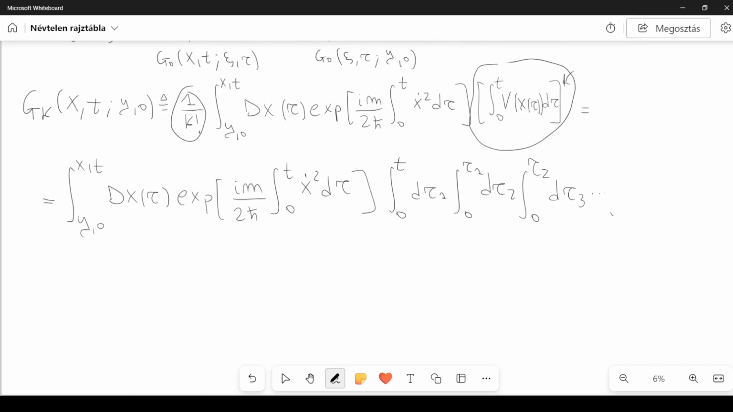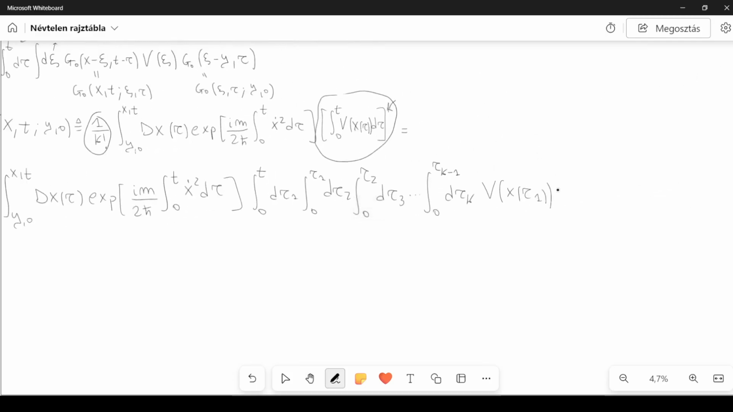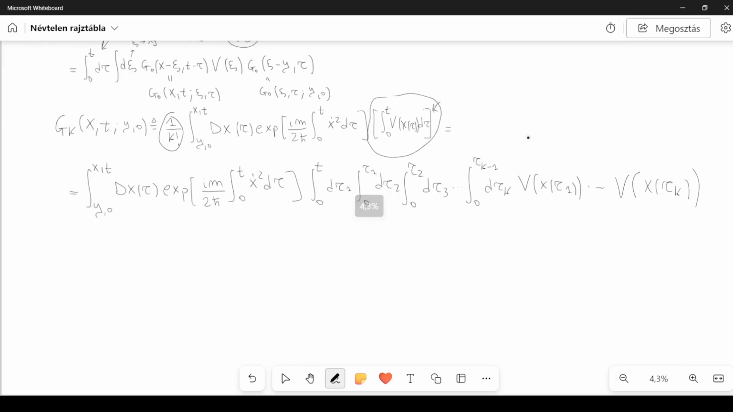We have one last integral from 0 to tau k minus 1 d tau k, and then here you have products of differentials v of x of tau 1, and you have all these products all the way up to v of x of tau k, like this. And why can you do this? So why can you start here and reach this point?